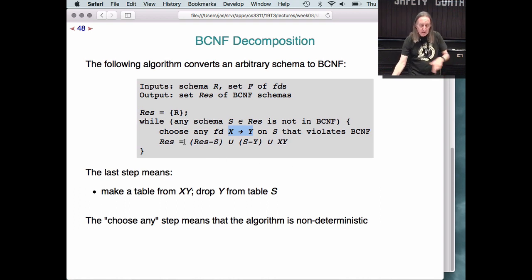So, at each iteration of this algorithm, pick one of the tables and look for functional dependencies that violate BCNF. Based on that functional dependency, decompose that table into these two things. Remove the original S table from the overall database schema and put these two tables in its place. So essentially that's what it's saying.